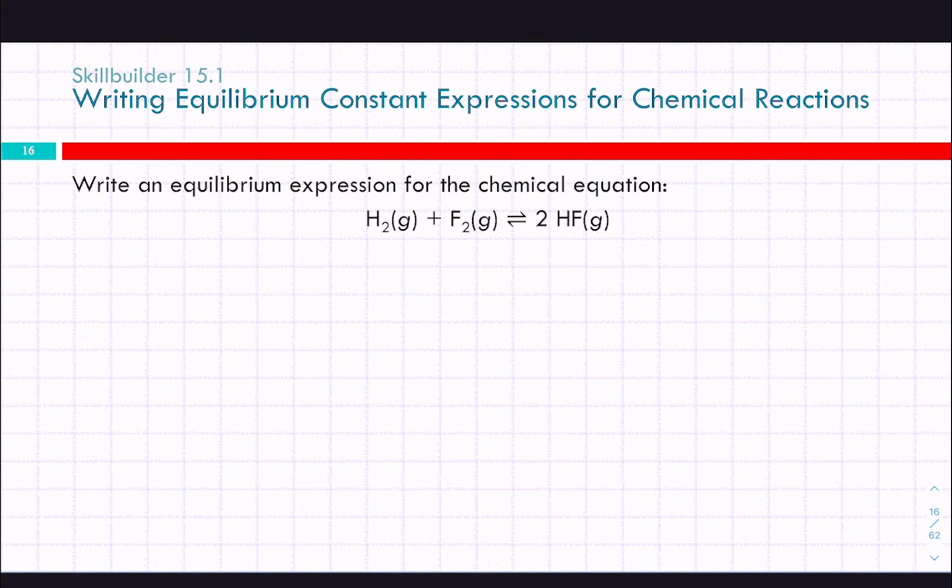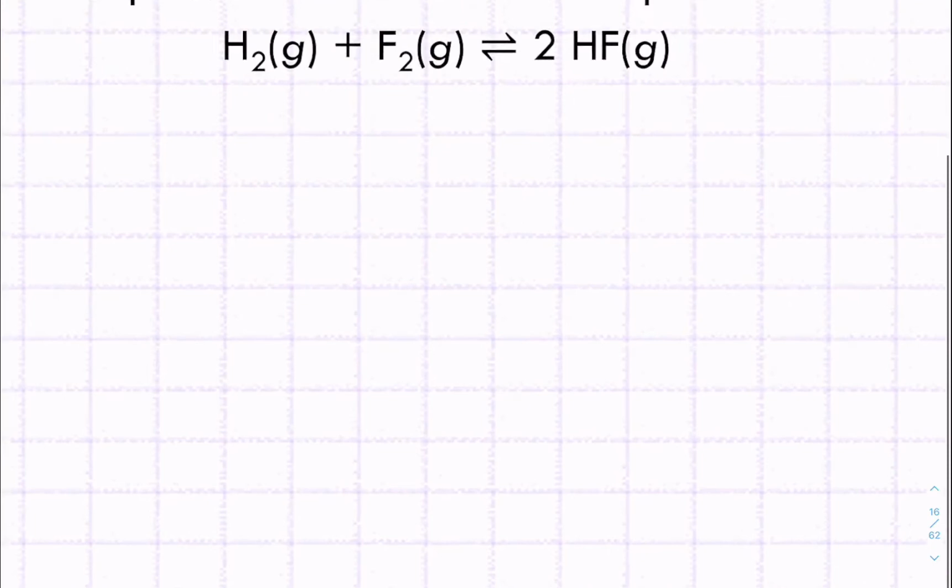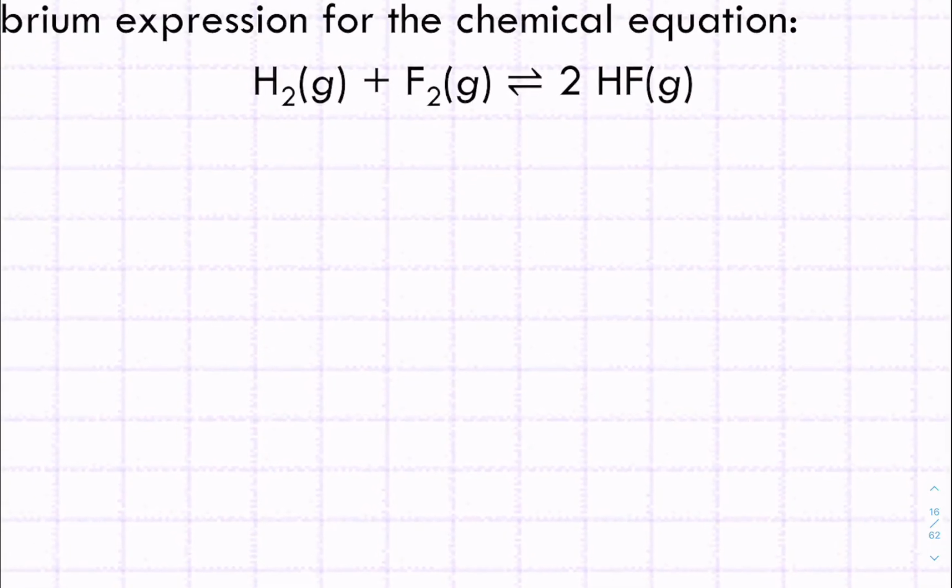All right, so if we want to practice this, write an equilibrium expression for this chemical equation. You want to first check that it's balanced. So here, just double check, right? 2 hydrogens in the reactants, 2 hydrogens in the products. It's balanced. So this is going to be KEQ, equilibrium constant, equals. And then it's always products over reactants.